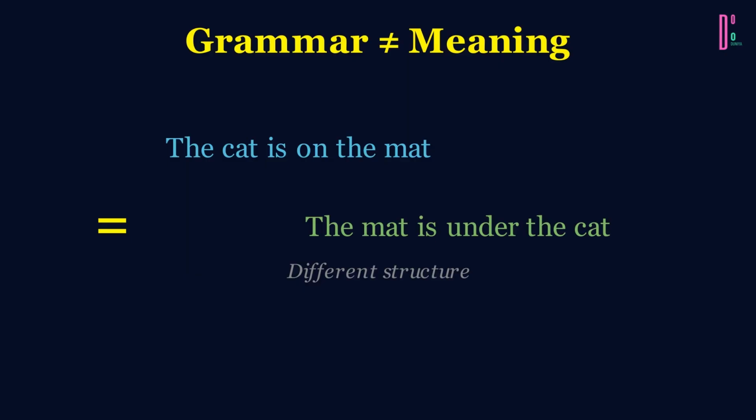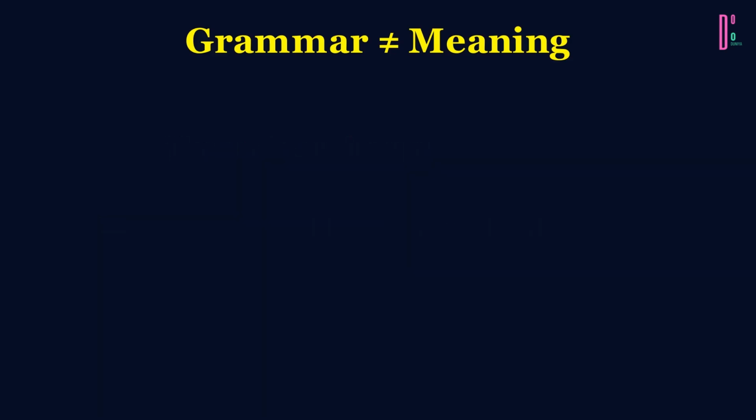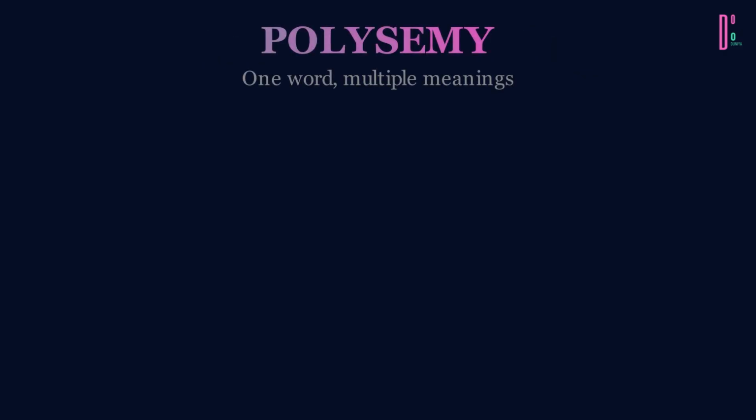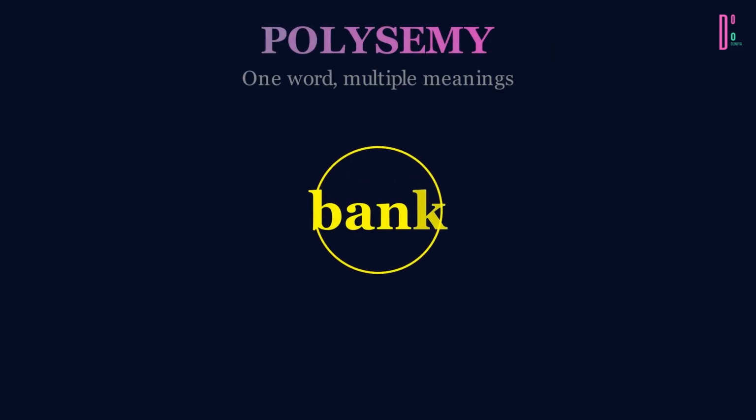This gets weird fast. Consider, time flies like an arrow. Fruit flies like a banana. Same grammatical structure, completely different meanings. In the first, flies is a verb, time moves quickly. In the second, flies is a noun, the insect.